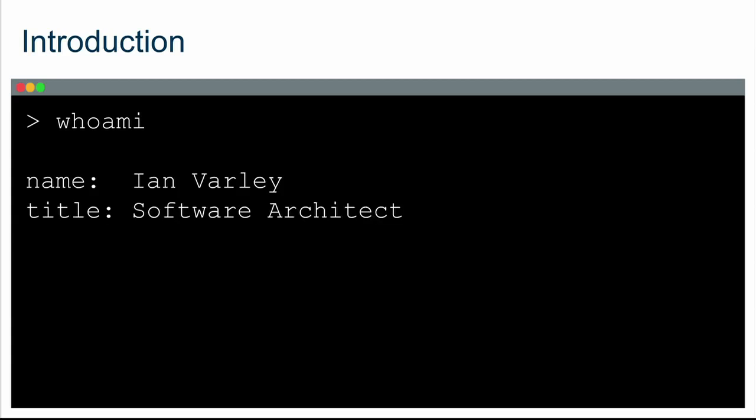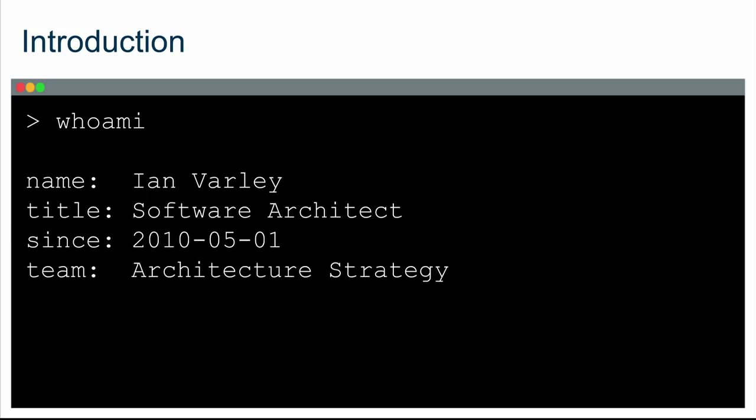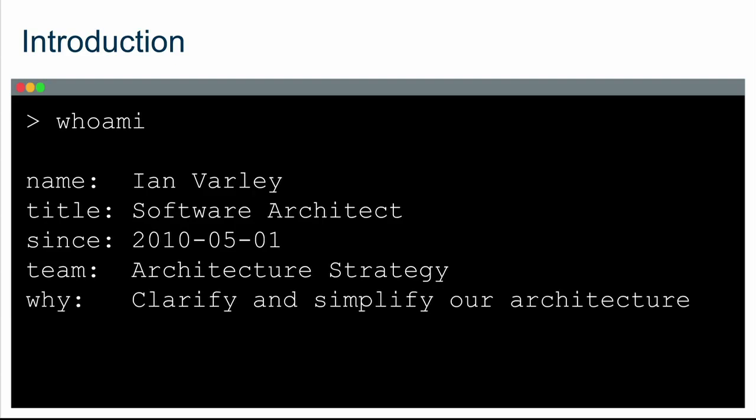Who am I? My name is Ian Varley, and I'm a software architect at Salesforce. I've been at Salesforce for about 7 years, and my team is called Architecture Strategy. Our goal is to clarify and simplify the architecture of Salesforce. Nice, simple goal, much harder than it sounds.